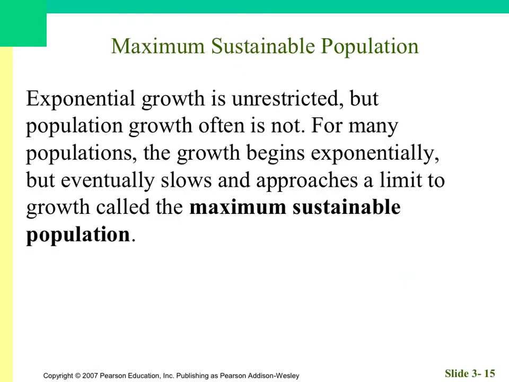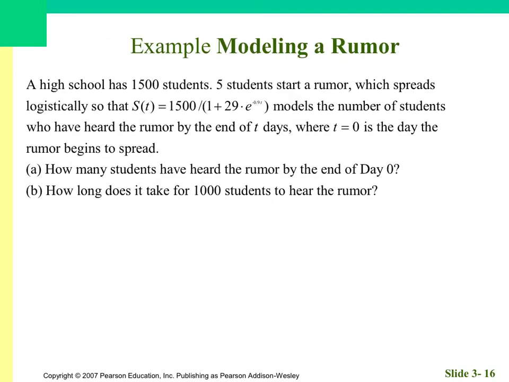Maximum sustainable population. Exponential growth is unrestricted, but population growth often is not. For many populations, the growth begins exponentially, but eventually slows and approaches a limit to growth called the maximum sustainable population. Cities build up quick and then level off.